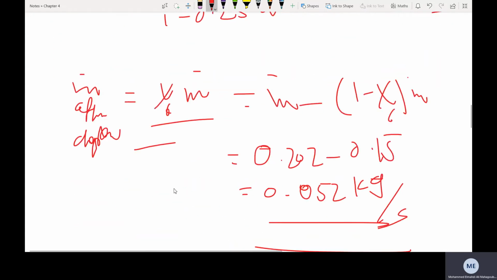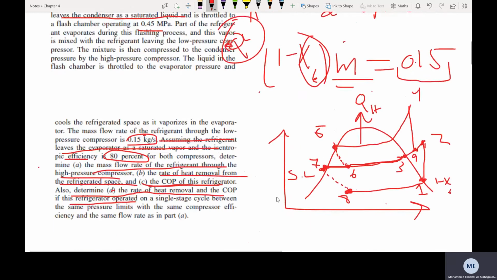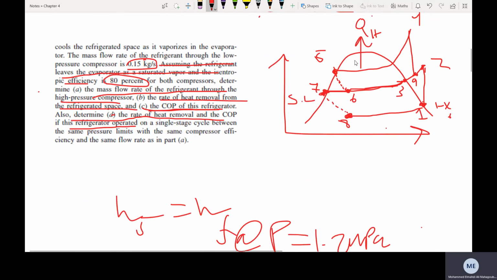Now I already found Q_L, but I need either Q_H, or I need the two input works, 1 and 2. I know point 5, but I don't know point 4. That's the big problem. So either I work from here, and I also know that I have an isentropic efficiency, so I have a deviation, and then from here make the mixing: point 3 is hf at that pressure, and point 2, and then make mixing between points 2 and 3.